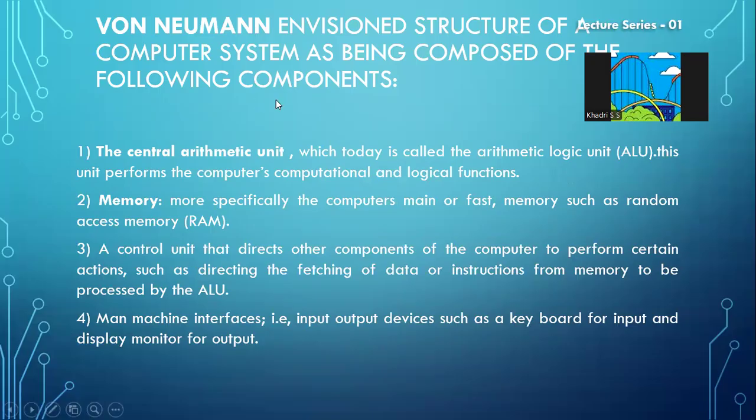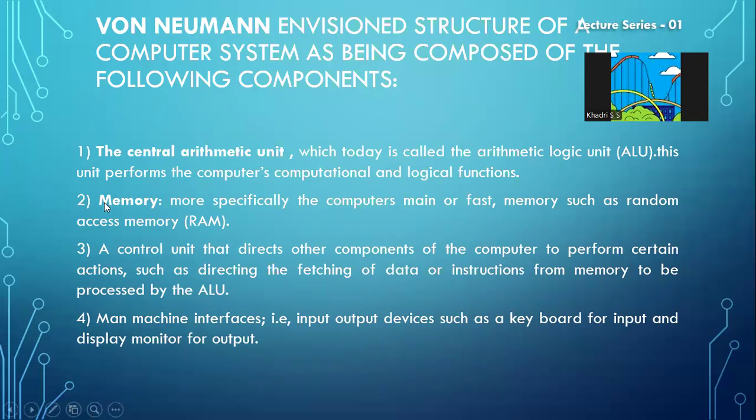It contains the following components. The first component, as seen in the previous computer architecture diagram, is the central arithmetic unit, which today is called the arithmetic logical unit, or ALU. This unit performs the computational and logical functions.